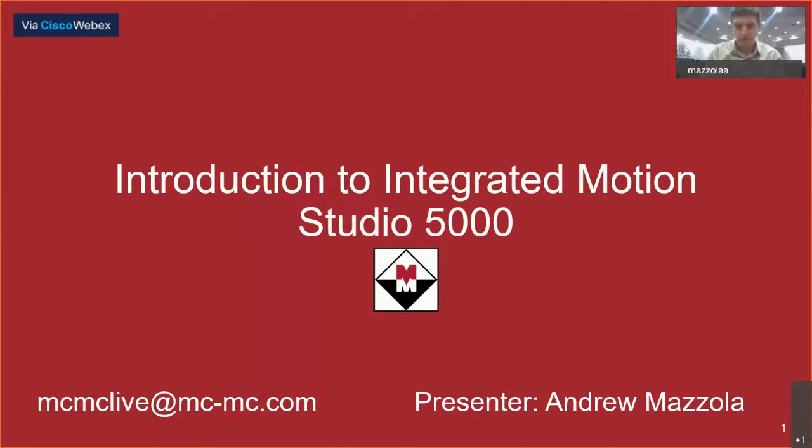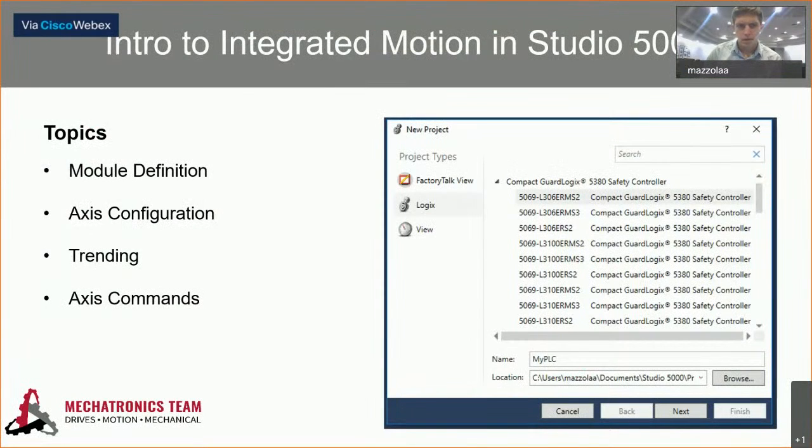Okay, thank you, Rachel. Like Rachel mentioned, my name is Andrew Mazzola. I'm a systems engineer in the Drives and Motion Mechanical group out of Madison Heights for McNaughton-McKay. Today I'm going to give us a little introduction to integrated motion. For an overview of this presentation, I'm going to show us how to create a module definition for your drive, and an Axis configuration, how to set that up in Studio 5000. We're going to look at setting up trending so we can look at some graphs of what the Axis is doing, some of the data coming back from the drive. I'm also going to give an introduction and overview of some of the basic Axis commands, just to give you an idea of how to get started moving the Axis.